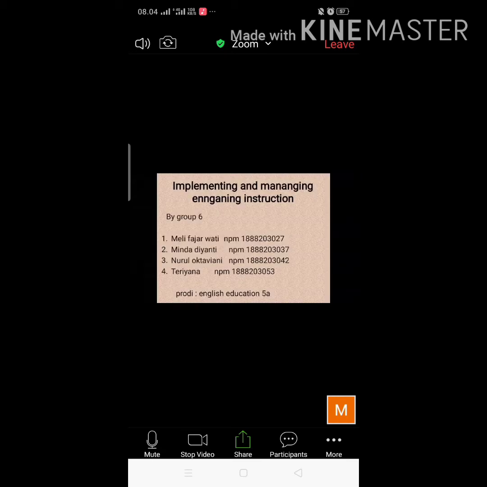We are from group 6. We will present about implementing and managing instruction. Our group has four speakers. The first speaker is Nur Oktaviani. The second speaker is Nadianti. The third speaker is Nali Fajarwati. And the last speaker is Tariana. Okay, we will start the presentation today. And for the first speaker, coming.